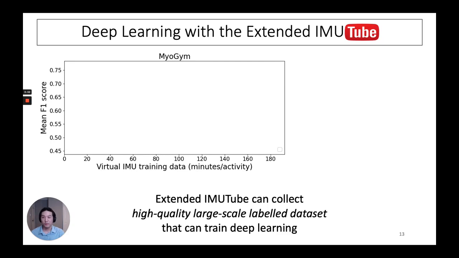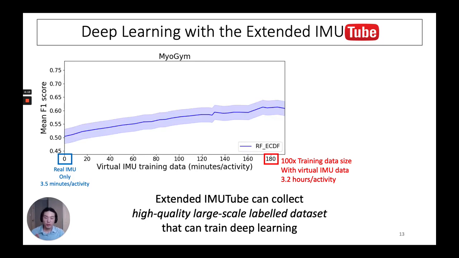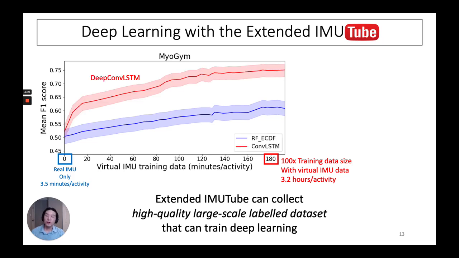Here's the experiment result. In this experiment with the IMUTube dataset, we show how changing virtual IMU data size can impact model performance. We start with real IMU data only, 3.5 minutes, and we eventually add up to 3.2 hours per activity, which is 100 times larger. As a baseline, we evaluated a random forest with ECDF model. And you can see that as we add virtual IMU data, the classical machine learning model can consistently benefit from more data. But when we use a deep learning model, the improvement is substantial.